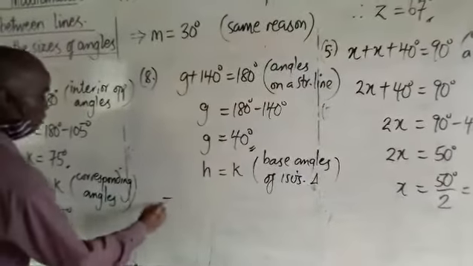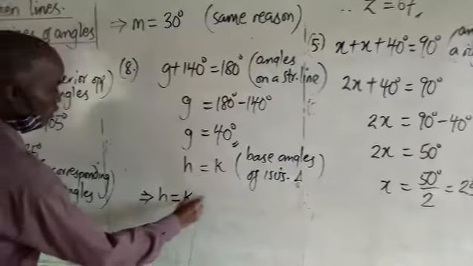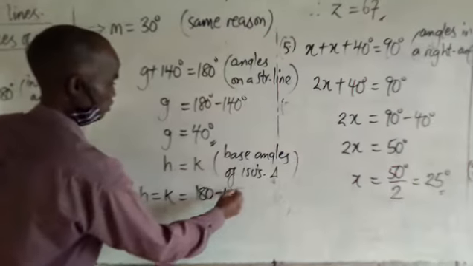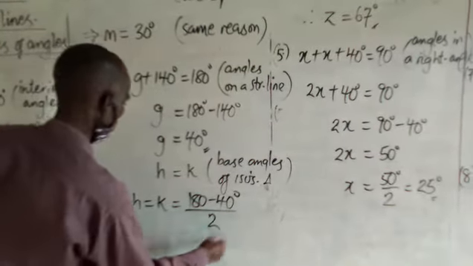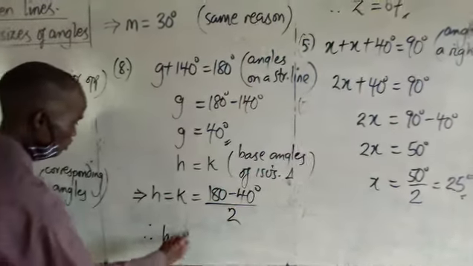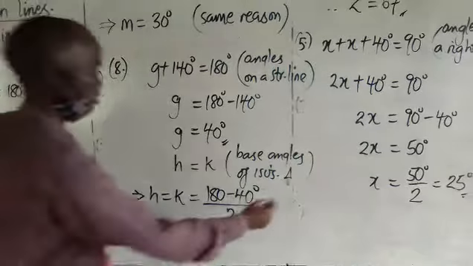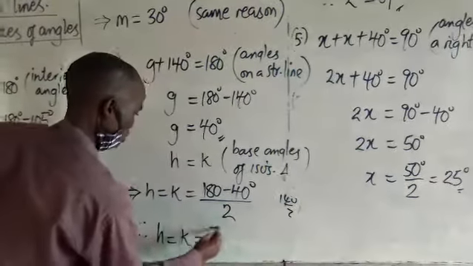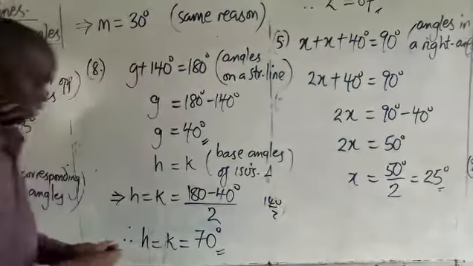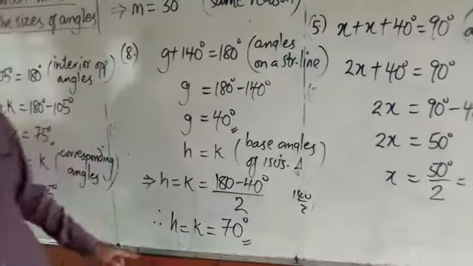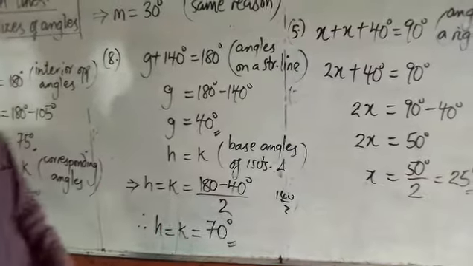Yes. So it implies that H is equal to K, and we find the value of G to be 40. 180 minus 40 degrees divided by 2. Therefore, H is equal to K. 180 minus 40, 140 divided by 2, 70 degrees. In other words, H is 70 degrees, K is also 70 degrees. That's the meaning of H is equal to K.